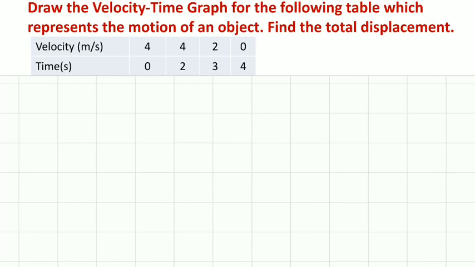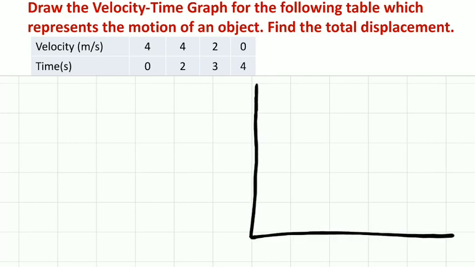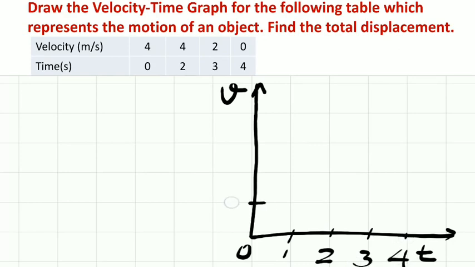So take the axis, take this as the axis for velocity and this as axis for time. Now give the measure, take this 0, 1, 2, 3, 4, and here 1, 2, 3, and 4.